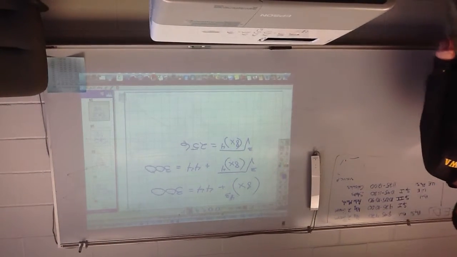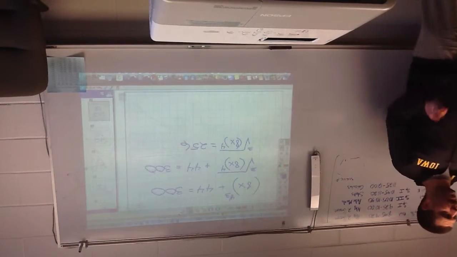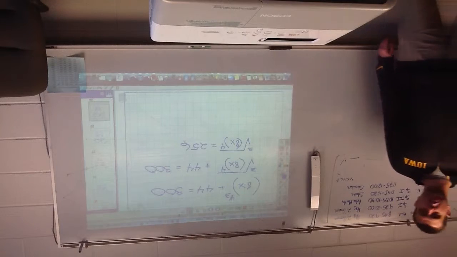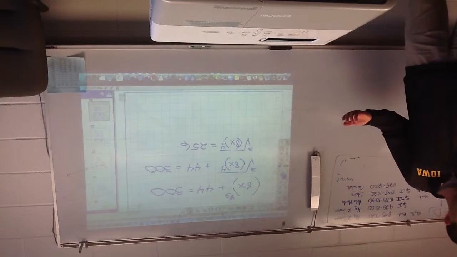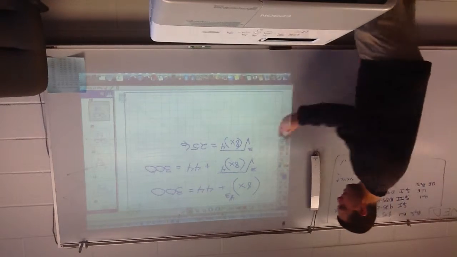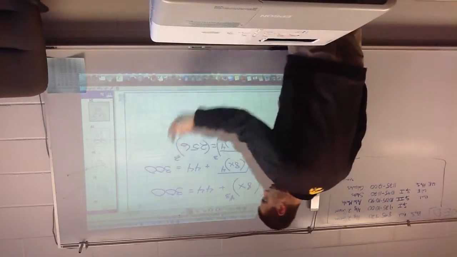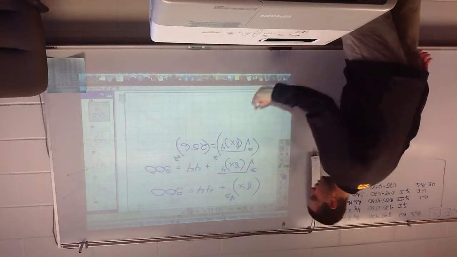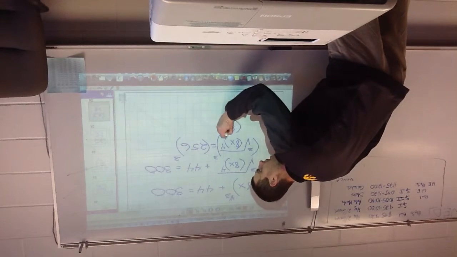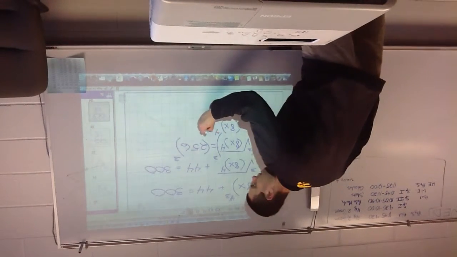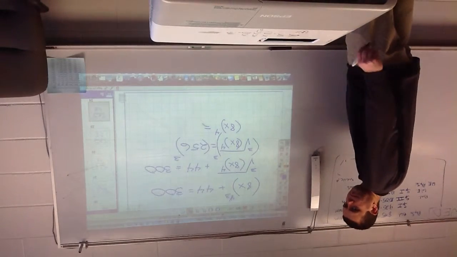Now what? Raise both sides to the third power, or cube both sides, because you want to get rid of the cube root, right? So we'll raise this to the third power, raise this to the third power. So now I have 8x to the 4th equals 16.